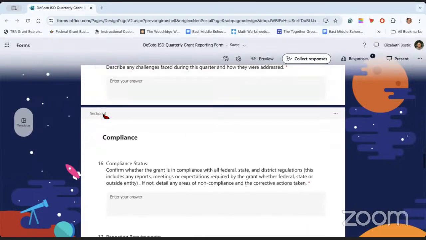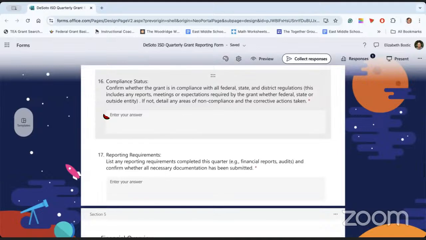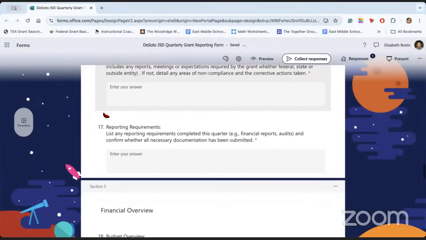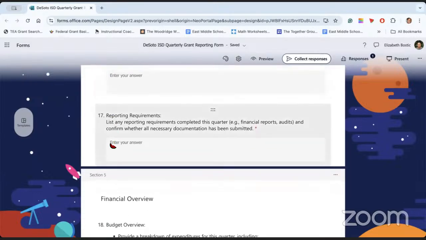How are they addressed? This is as simple as, in compliance, out of compliance. If you're out of compliance, say what you plan to do to bring yourself into compliance. Also list any reports that you had to turn in, audits, or financial reports, anything that you had to turn in to the sponsoring entity.